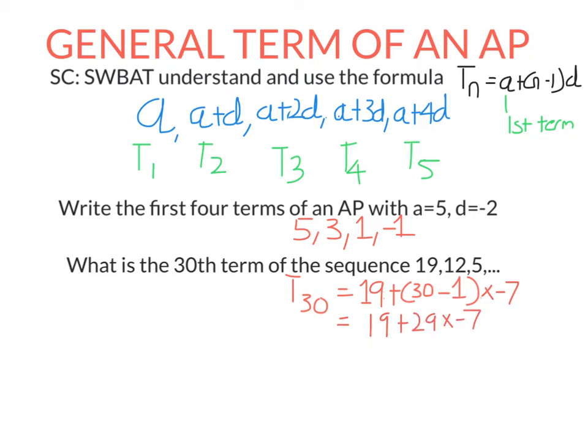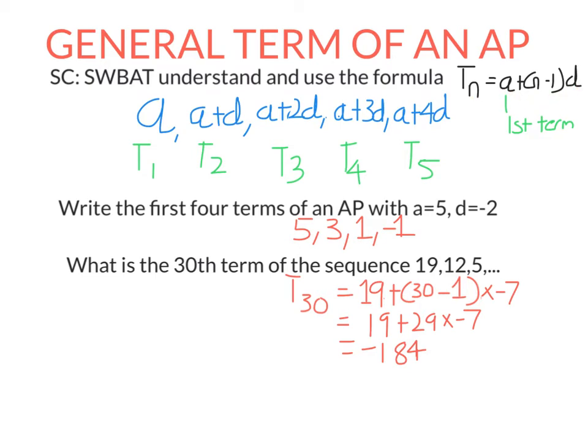And you can use your calculator for this. It just equals minus 184. That is much, much faster than if I were to just write out 30 terms. So we can also use this formula to find a, or to find d, or to find n.